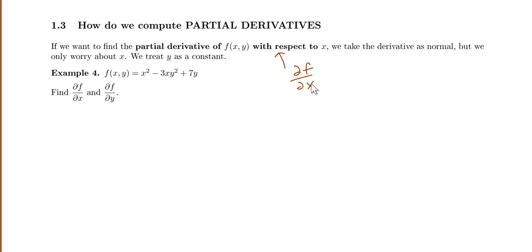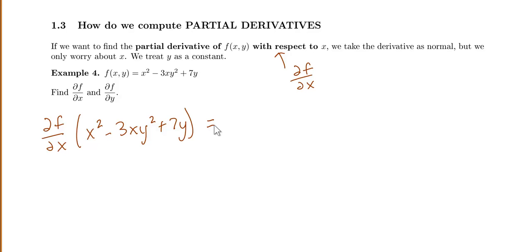We've done it before. We did it way back in section 1.7. Okay, so it's not actually new. When you do this, if you're doing the partial with respect to x, only worry about x and just treat y as a constant. So let's try example 4. Here's my function, x squared minus 3xy squared plus 7y, and we want to find the partial of f with respect to x of x squared minus 3xy squared plus 7y.